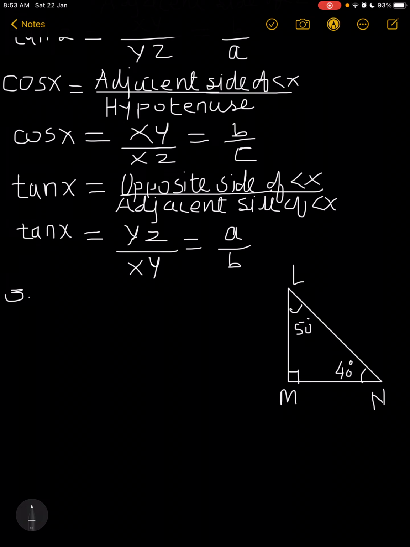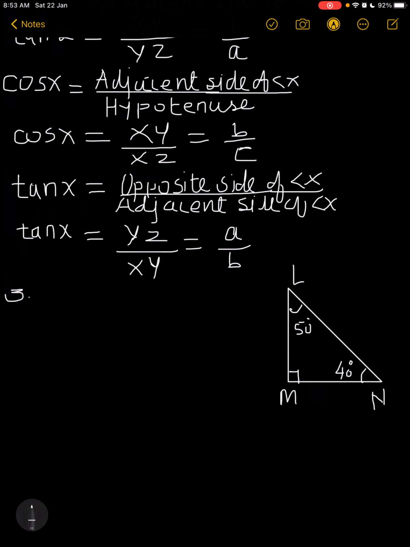Hence, as I told you yesterday, in a right angle triangle, the two acute angles are always complementary. Angle L, angle N, these are complementary angles. Complementary means when the sum of the measures of two angles becomes 90 degrees, we call them complementary angles in geometry. So angle L and angle N are complementary angles.